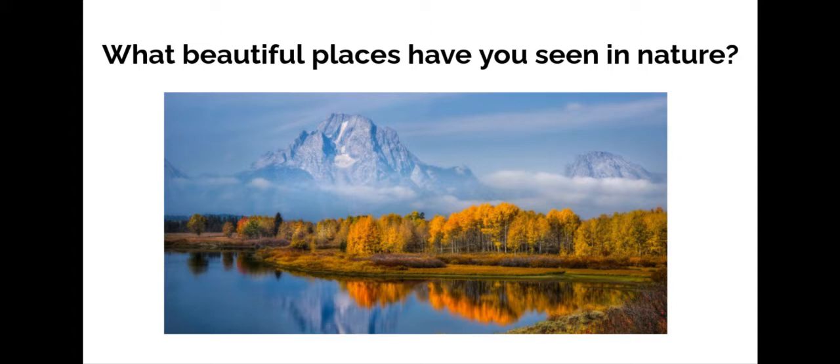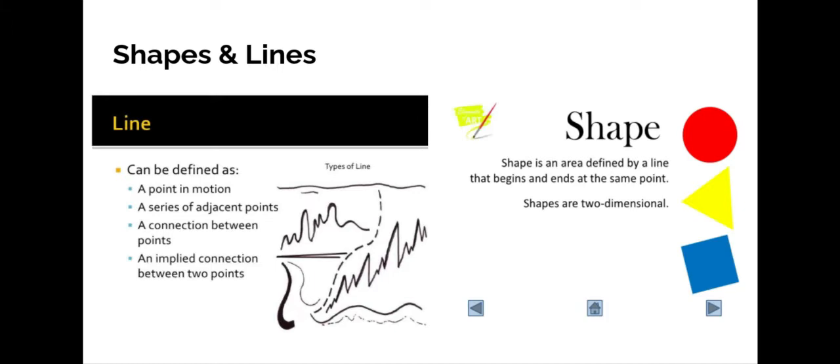When we look around in our world, we often think about nature. Today, we'll see how lines and natures can go in many directions and how they can change directions to make shapes. Shapes and lines. A line can be defined as a point in motion. There's many different types of lines. A shape is an area defined by a line that begins and ends in the same point. Shapes are two-dimensional.